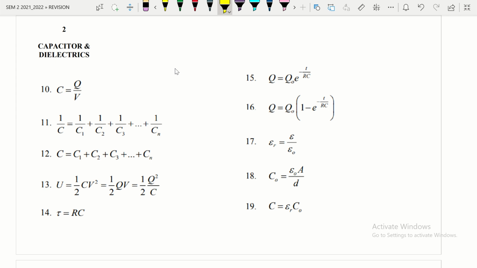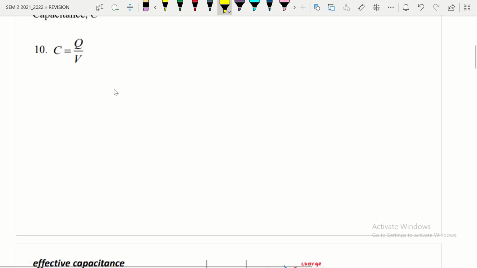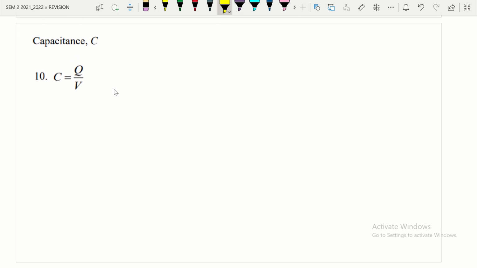Yes, chapter 2 is only 3 marks in the exam tapi sangat penting. Okay, so you will be given 10 equations for chapter 2. Okay, let's start. So the first equation given is C equals to Q over V.